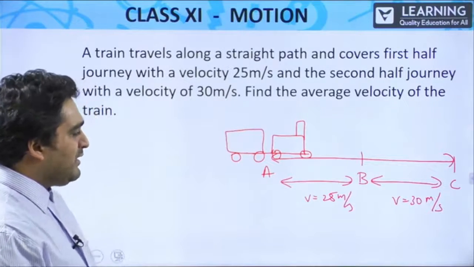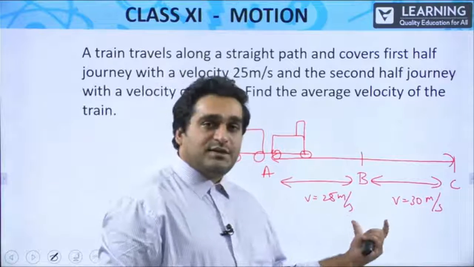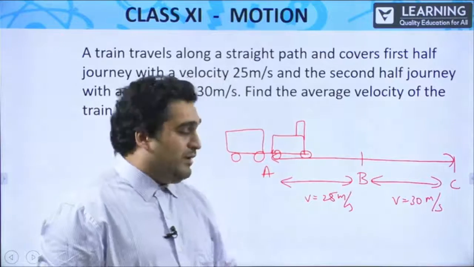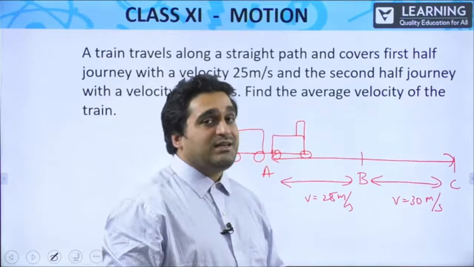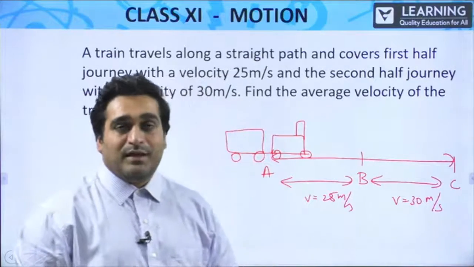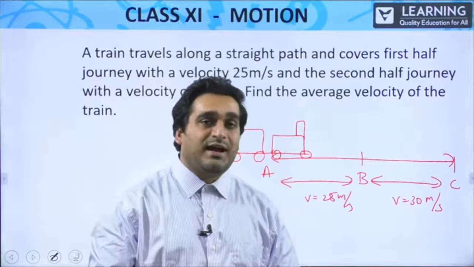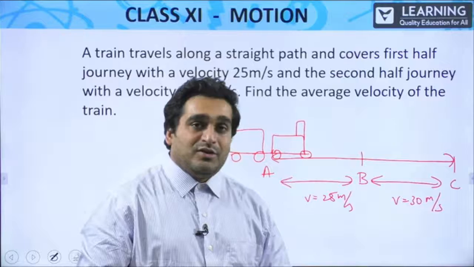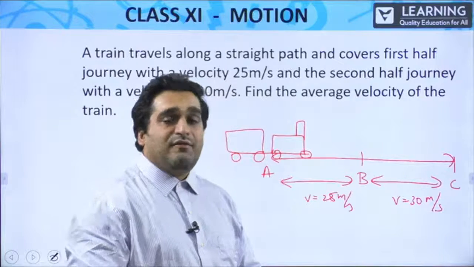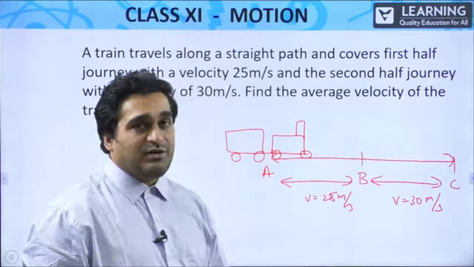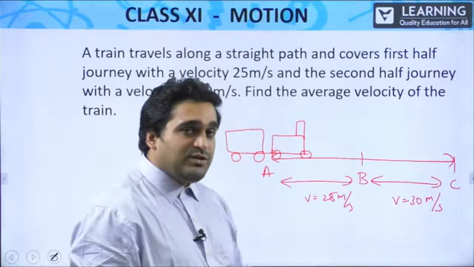Now, you may be thinking, why not just take the average as (25 + 30) divided by 2? No, don't do that, because velocity here is a derived quantity. The fundamental quantities used in velocity are displacement and time. So you may take the average for a fundamental quantity, but not for a derived quantity. So how do we solve this?